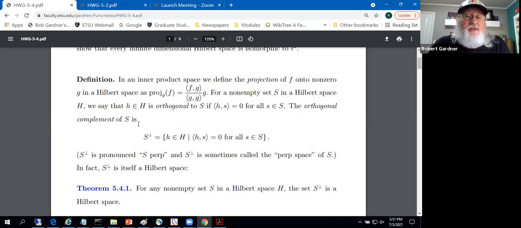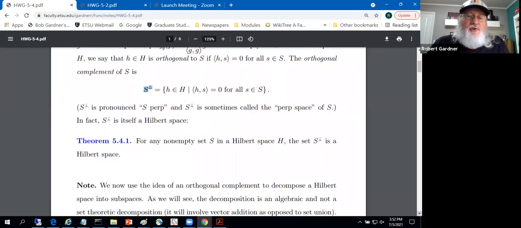The orthogonal complement of a set, this is pronounced S perp, as mentioned below. Sometimes it's called a perp space of set S. S perp is defined to be all vectors h in the Hilbert space such that the inner product of h with s equals 0 for all s in set capital S. In other words, it's a collection of all vectors in the Hilbert space that are orthogonal to all the elements of set S.